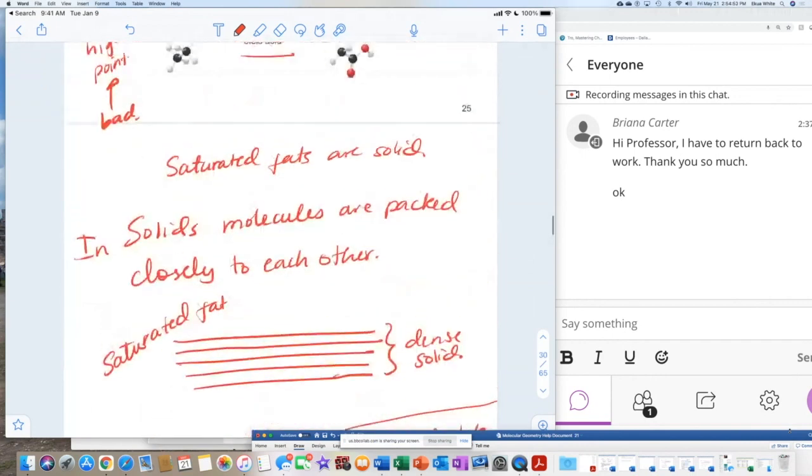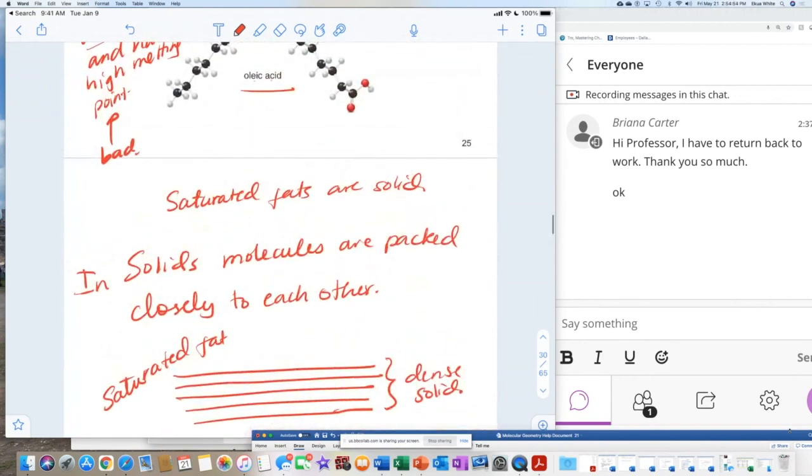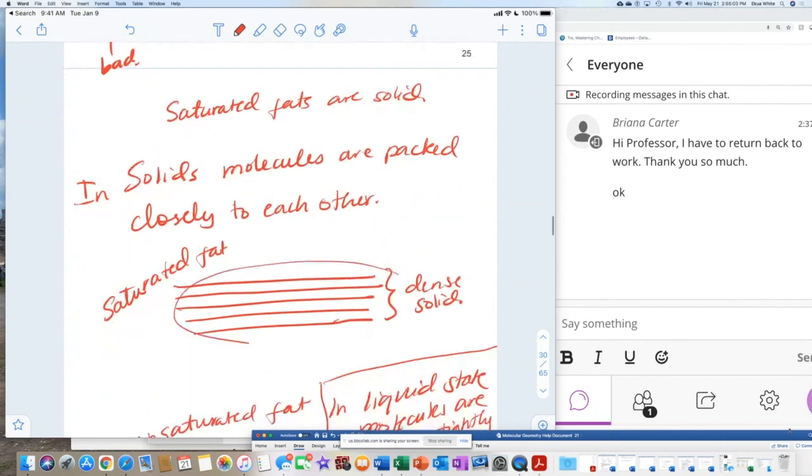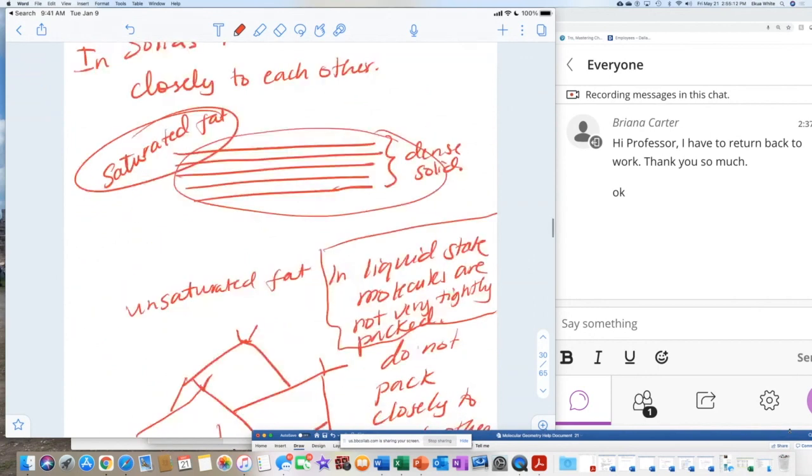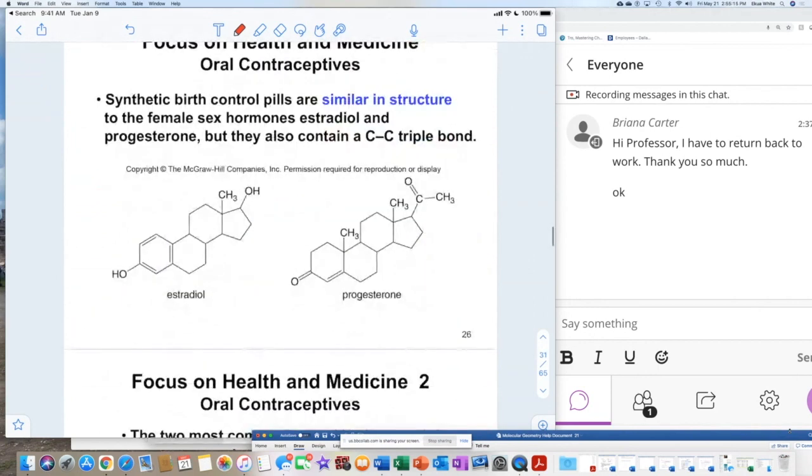So this is a chemical defense to explain to you why saturated fats, as tasty as they are, are bad for you, because they form dense solids. And these are the ones that go in your body and eventually form plaque, and they cause high blood pressure, diabetes, all the other bad stuff, right? So we work out to get rid of this stuff here. Okay.